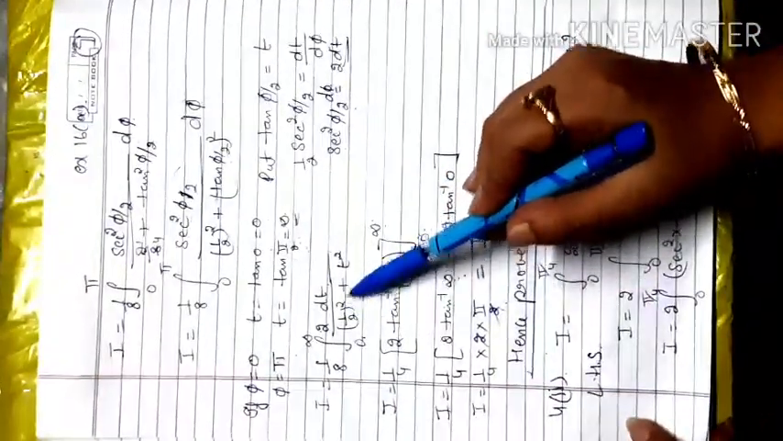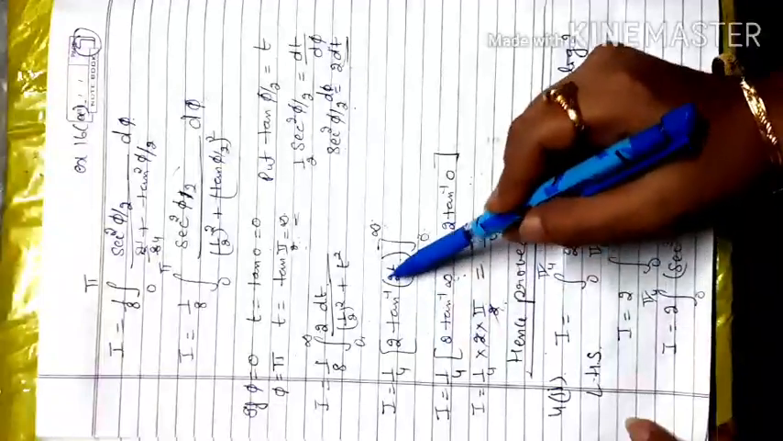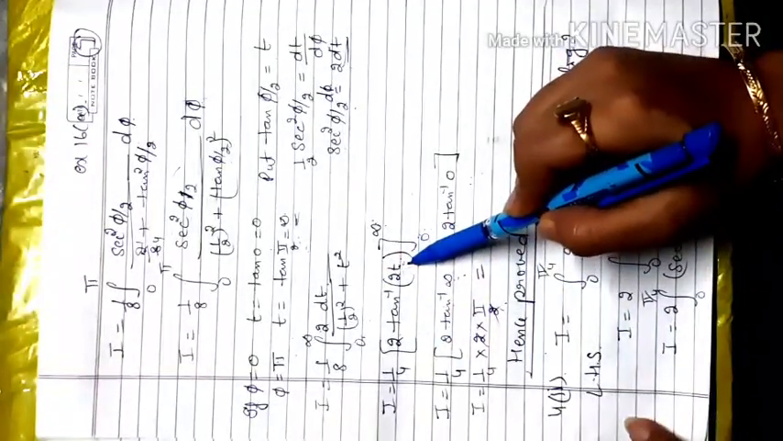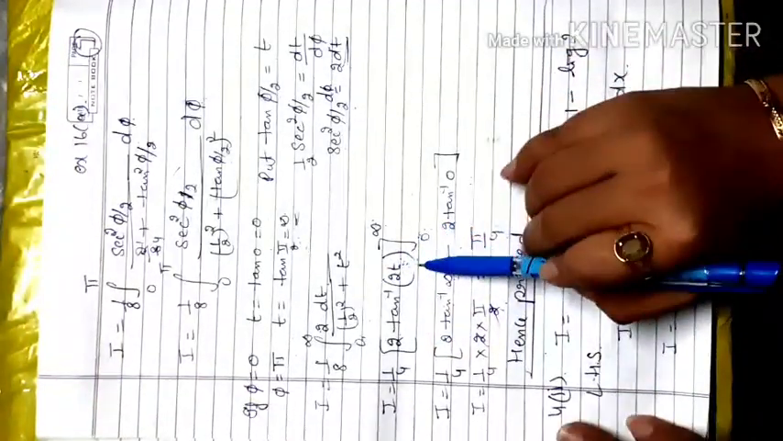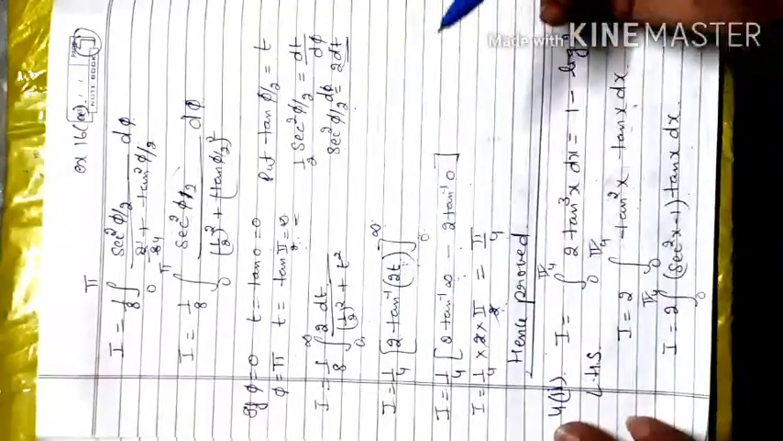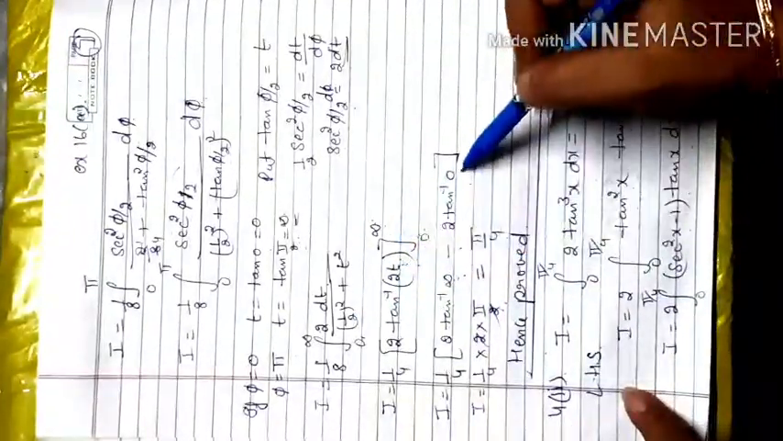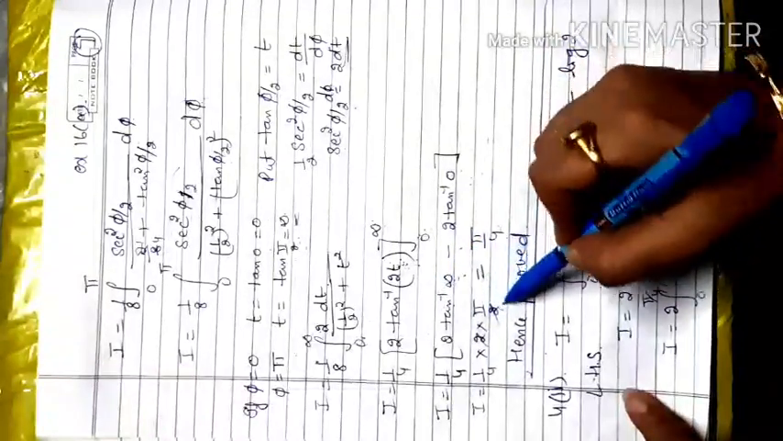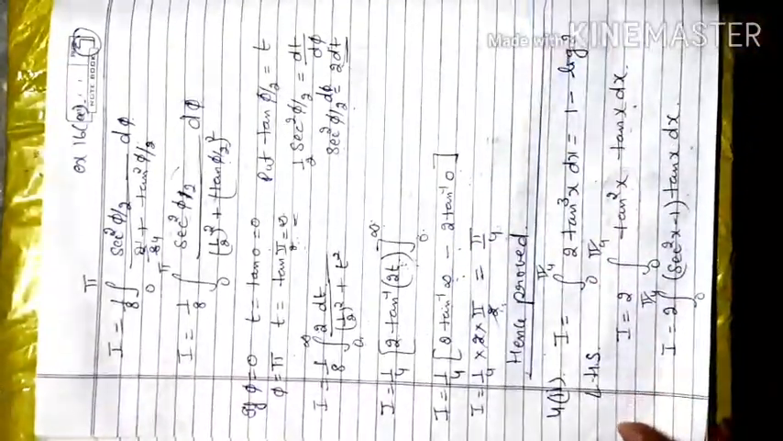Then 1 by 2 square plus t square, so 1 by a tan inverse x by a, that is 1 by a tan inverse t by a. My a value is 1 by 2, that becomes 2t. So with limits infinity and 0, tan inverse infinity is pi by 2, and we get pi by 4.